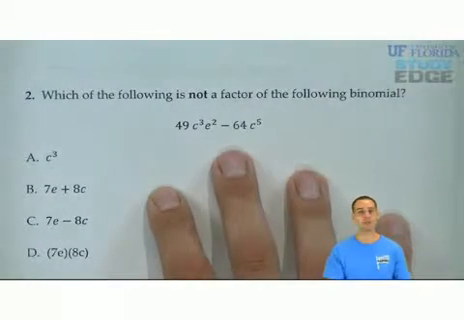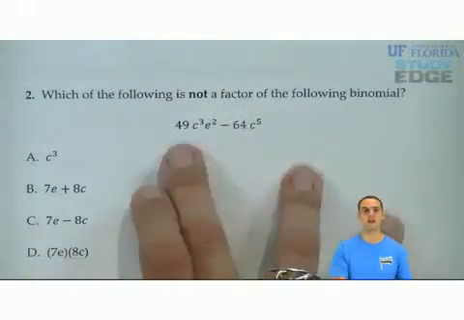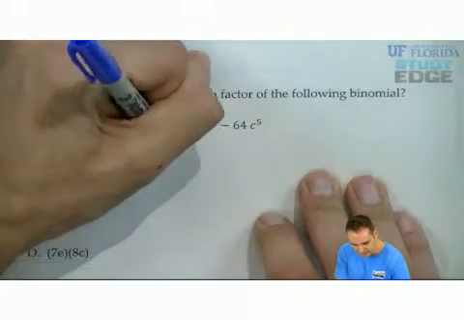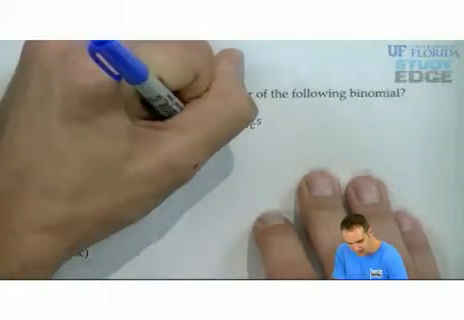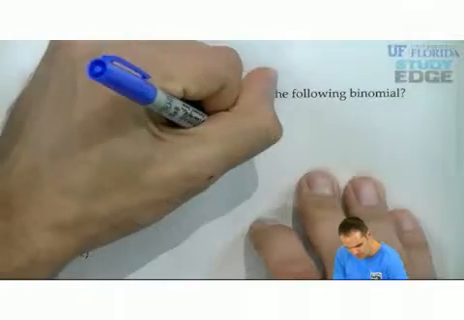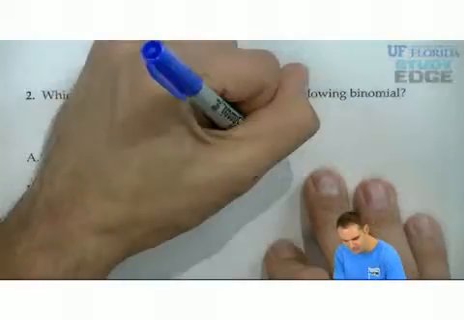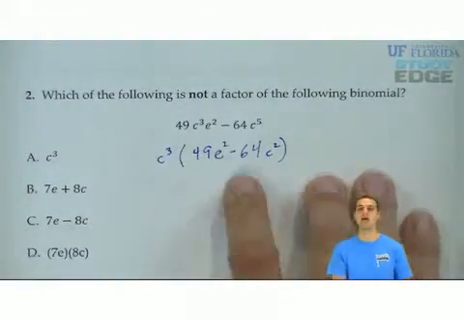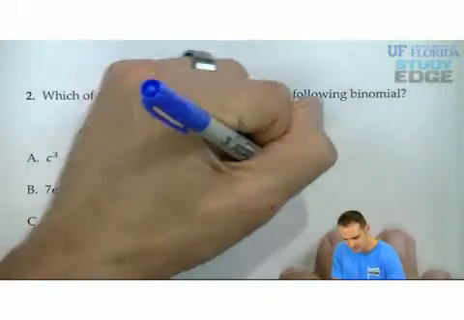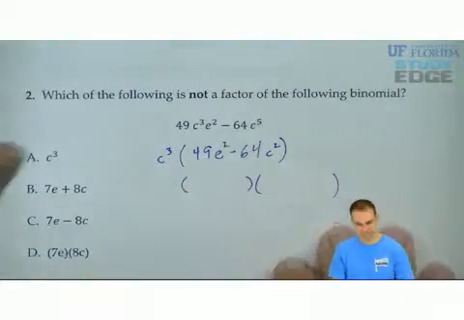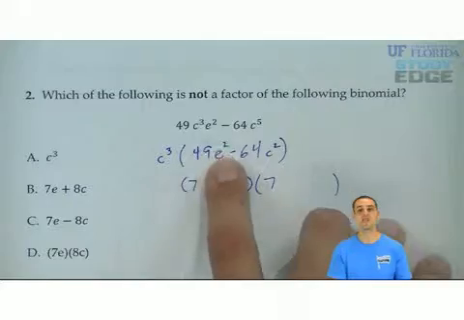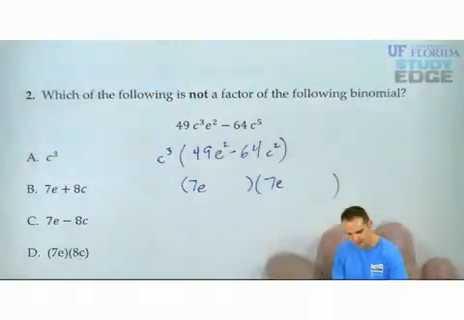So in this case, I would see what's in common first because I see a whole lot of different variables here. C cubed and C to the 5th, I can take out a C cubed. 49, C cubed, gone. E squared minus 64, 5 minus 3 is C squared. And now these are all perfect squares. Parentheses, square root of 49 is 7 and 7. E squared, that'd be E and E.